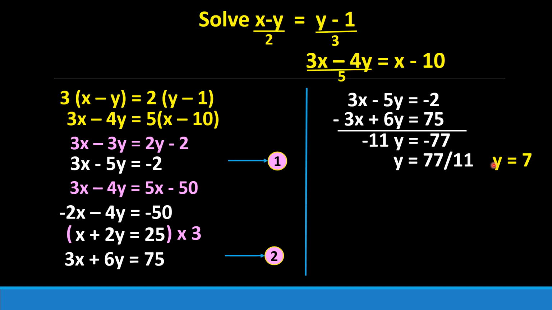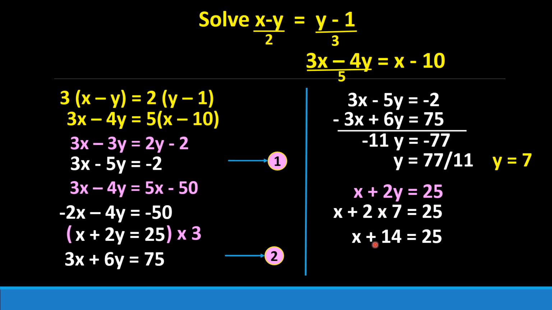Now that we have got the value of y, we can easily find the value of x by substituting this value of y in any of these equations. Either we can consider this one or this one. Here we are taking the simplest one, that is x plus 2y is equal to 25. In order to make the calculation easier, we consider the simplest one. The value of y can be substituted in the place of this y. So x plus 2 into 7 is equal to 25. 2 into 7 is 14. So x plus 14 is equal to 25.